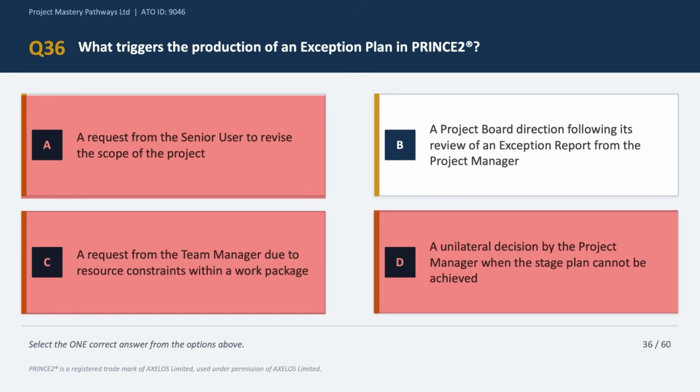So the correct answer to this question is option B, which says a project board direction following its review of an exception report. Now, as we have discussed previously in one of the questions as well, the sequence is first an exception report is raised by the project manager, the project board reviews it, then the board directs production of an exception plan. Okay, the board is in control at every step during managed by exception principle. So the correct answer is option B.